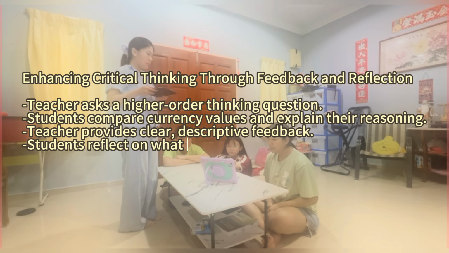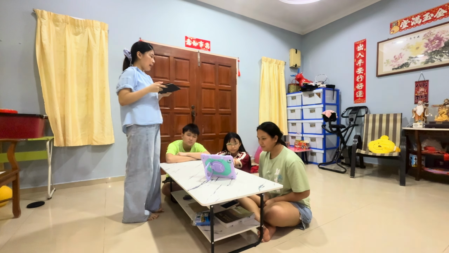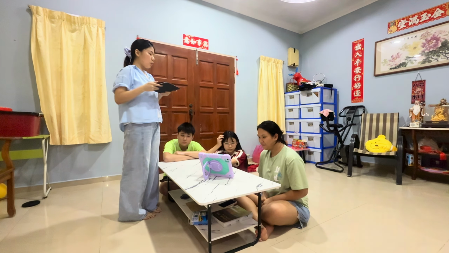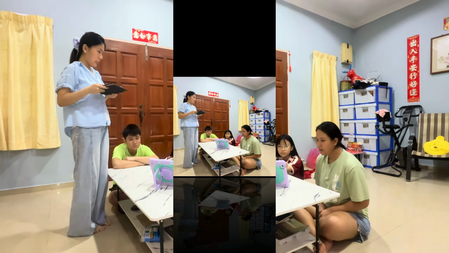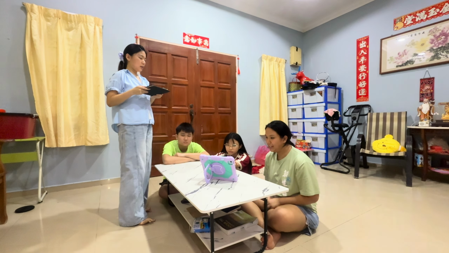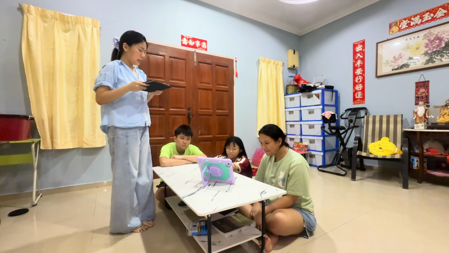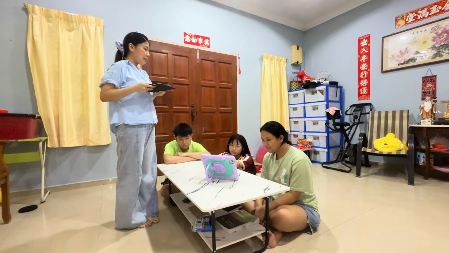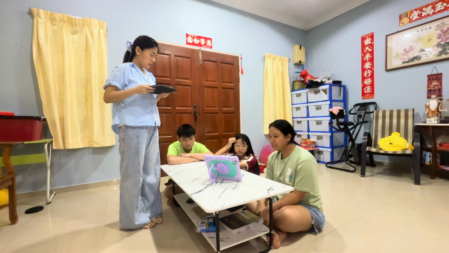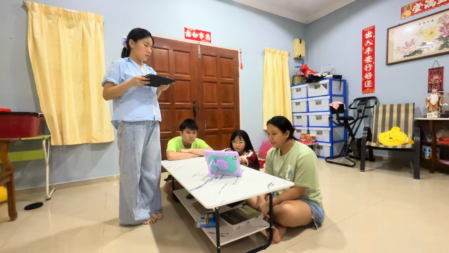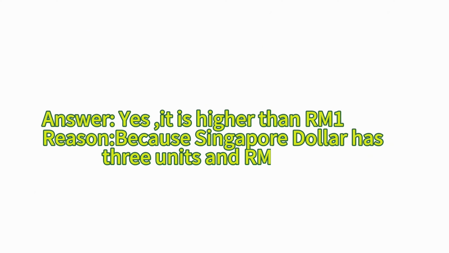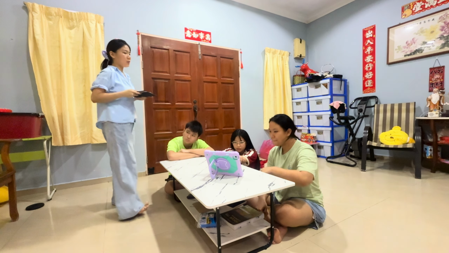Now think carefully. If something costs 1 Singapore dollar, is it higher than 1 ringgit? Student B. Yes, it is higher than 1 ringgit. Good job. Okay, student B. Can you explain it? Because Singapore dollar has 3 units and 1 ringgit has 1 unit. Good explanation.